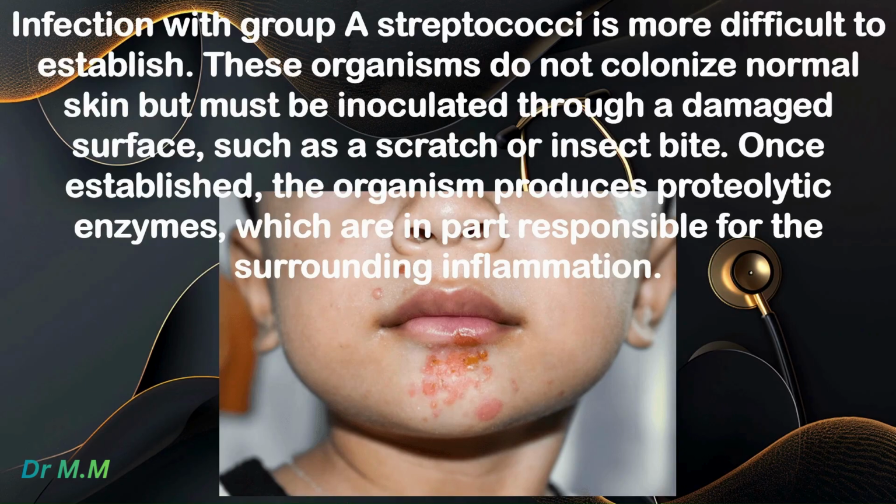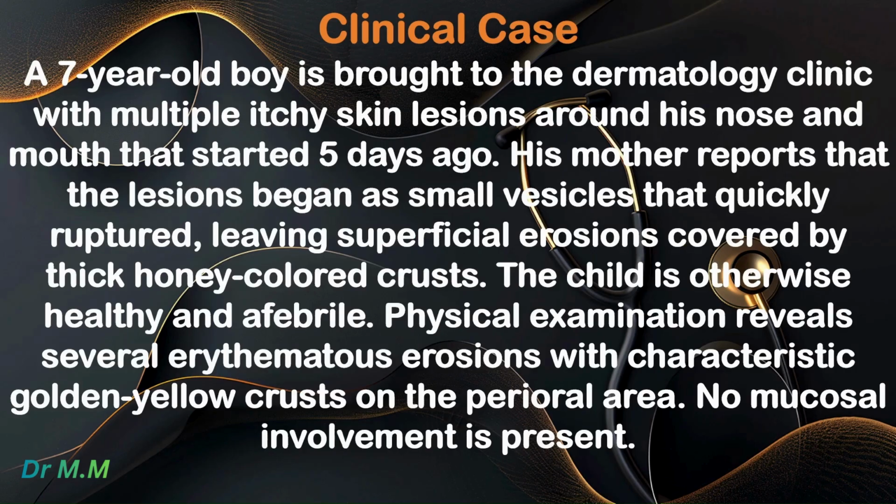Infection with group A streptococci is more difficult to establish. These organisms do not colonize normal skin but must be inoculated through a damaged surface, such as a scratch or insect bite. Once established, the organism produces proteolytic enzymes, which are in part responsible for the surrounding inflammation.